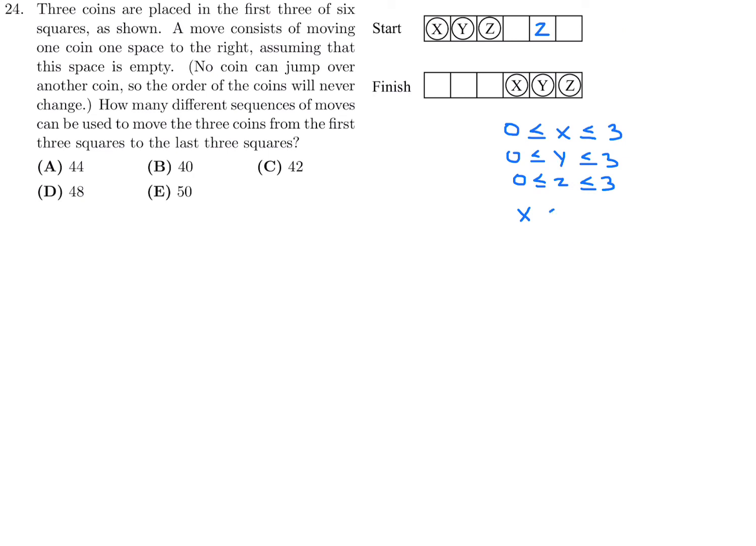So from that, we get that x has to be less than or equal to y, which has to be less than or equal to z, which has to be less than or equal to 3, and greater than or equal to 0 for x.